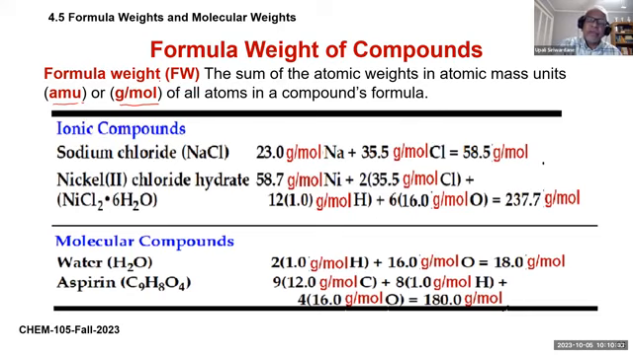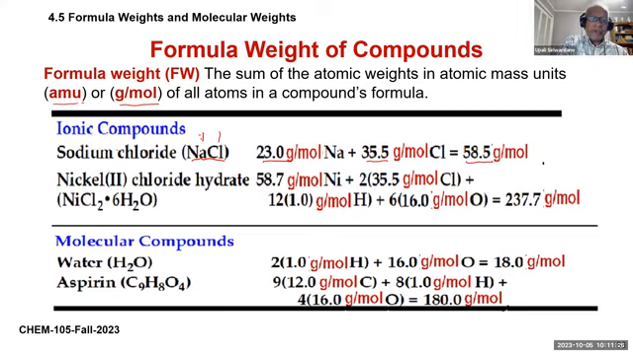If you look at sodium chloride, how do you get formula weight? Sodium is 23. Chlorine is 35.5. There's one sodium, one chlorine. Therefore, these add up. Sodium chloride adds up to 58.5. It's pretty simple. You look in the periodic table, the masses of the atoms forming the formula, and add them up and get the formula weight.